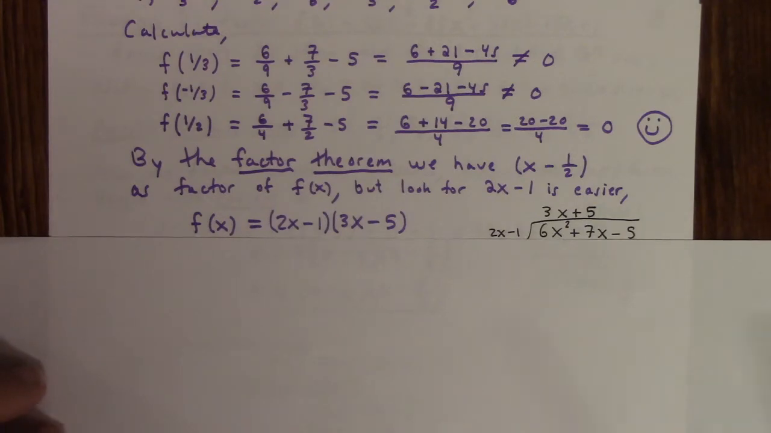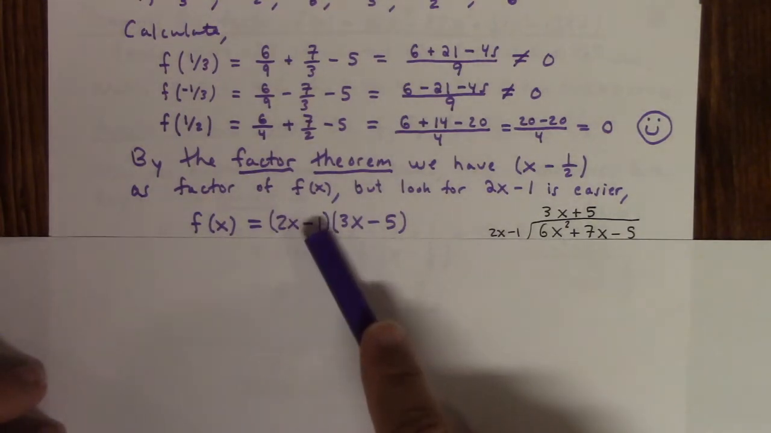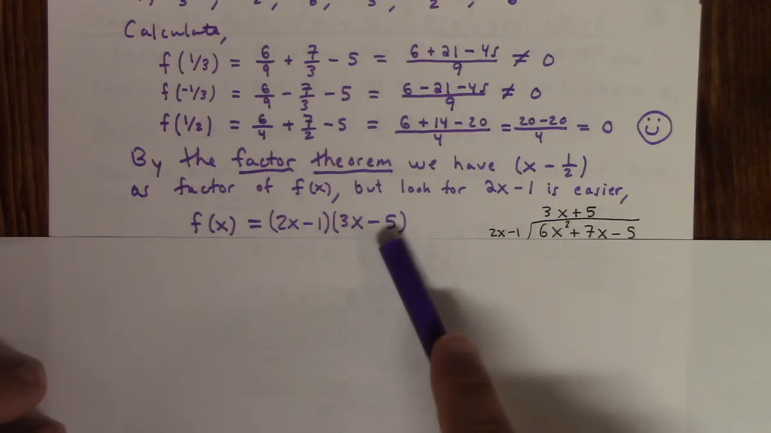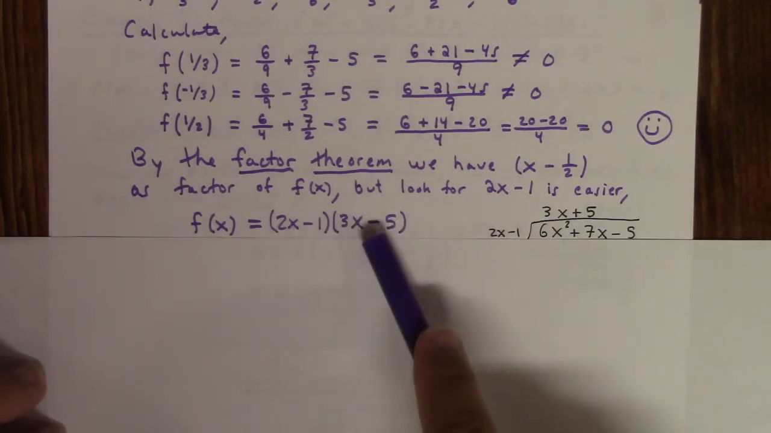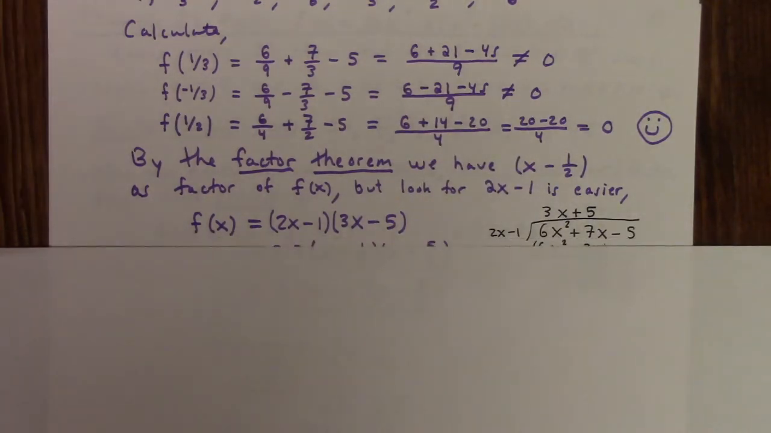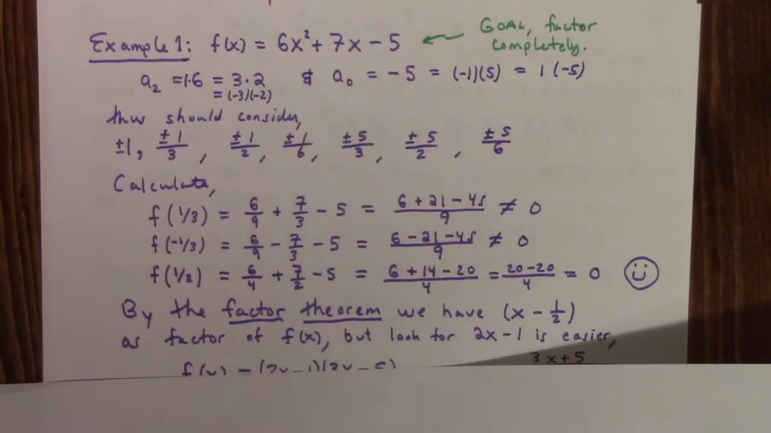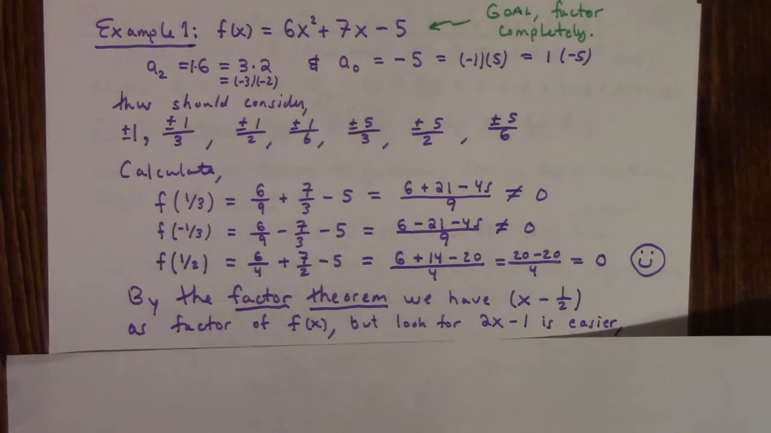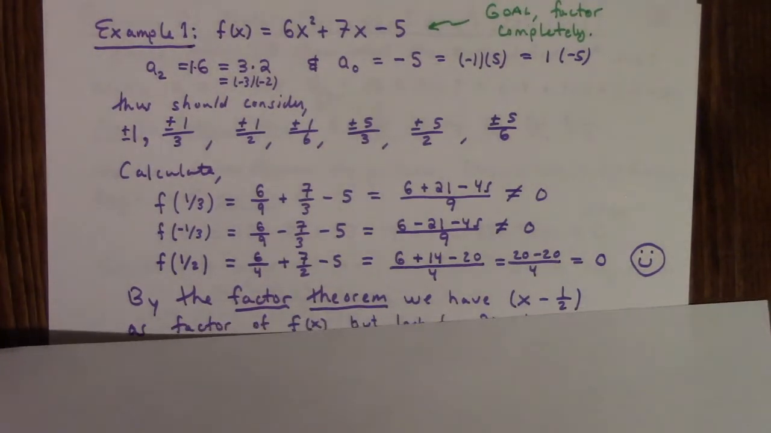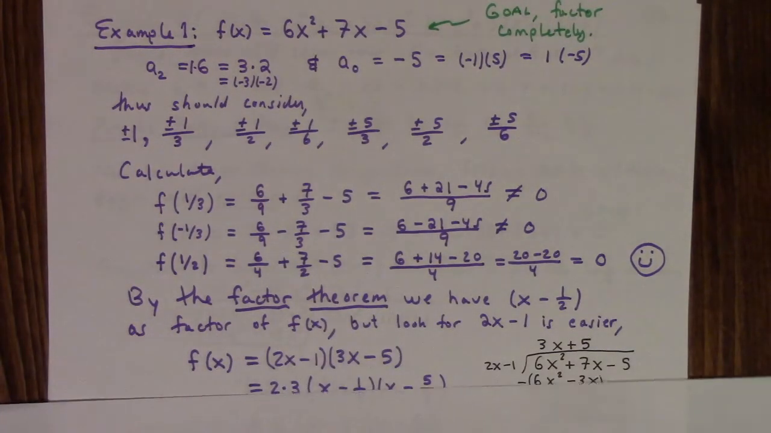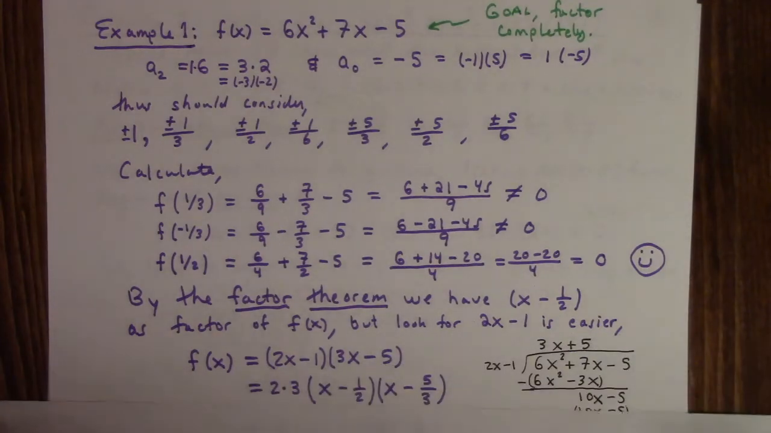And so if you look at it, 2x minus 1, and then the other factor is going to be 3x minus 5. Now, I could just see that from looking at the original polynomial, you know. I don't know if you can see them both in the same frame. Yeah, I think we can see it, right?